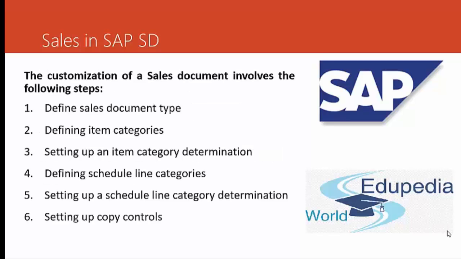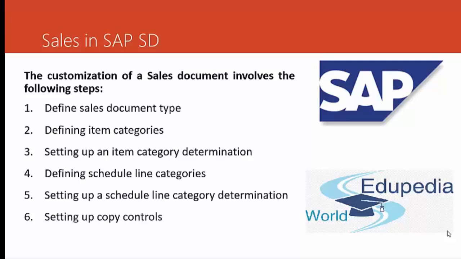Now we'll talk about customizing sales documents. A sales document is controlled via its customization settings. So it's very important to define these customization settings. The customization of a sales document involves the following steps. First step, defining sales document types. Second step, defining item categories. Third step, setting up an item category determination. Fourth step, defining schedule line categories. Next step is setting up a schedule line category determination. And the last step, setting up copy controls. In this and the next few lectures, we will cover each of these steps in detail.